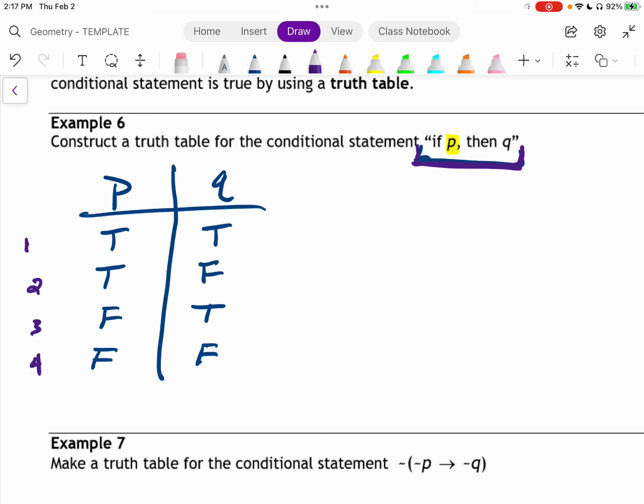Thinking about the top one. Top one is if true, then true. That one makes sense. If I tell you the truth, then later on the truth, right? If P, then Q, if true, then true. Next up, if true, then false. That does not make sense, right? If we're talking about a true statement, then that can't happen. You can't start off with the truth and end with a lie. It just doesn't work out.